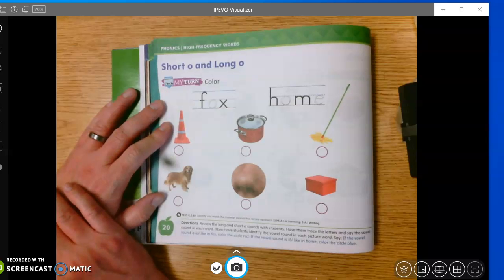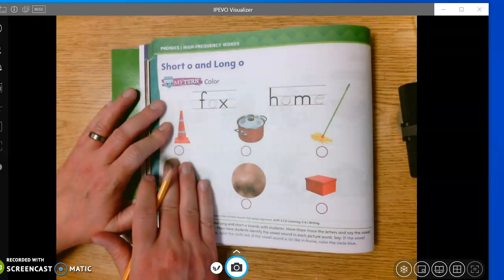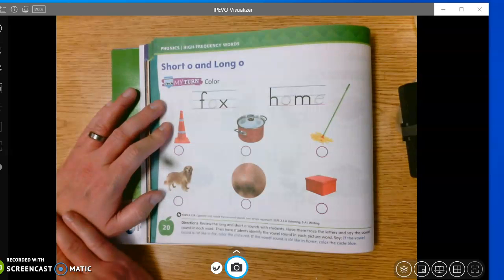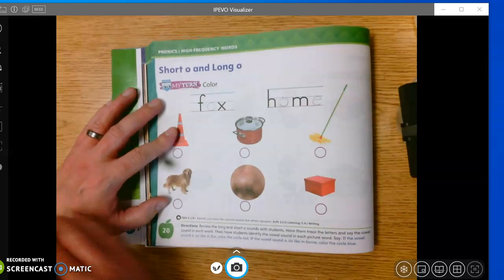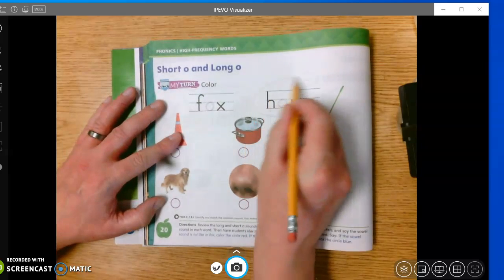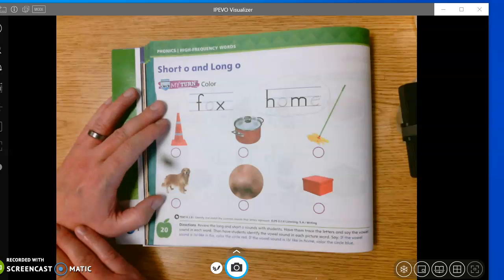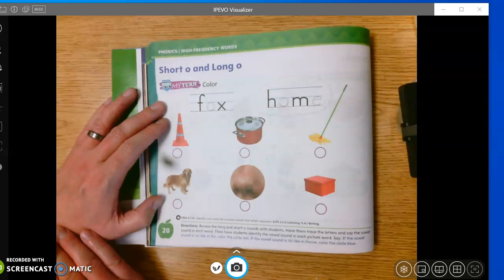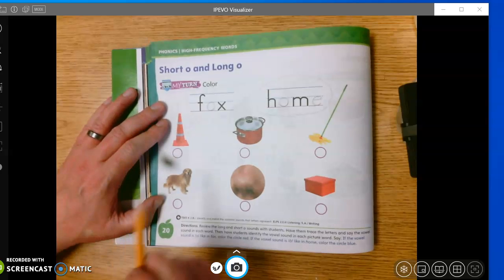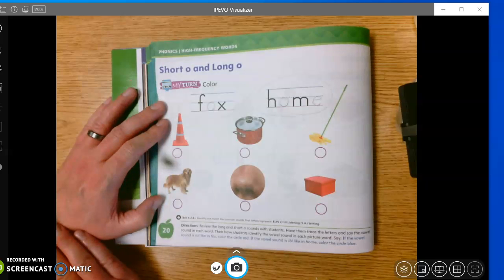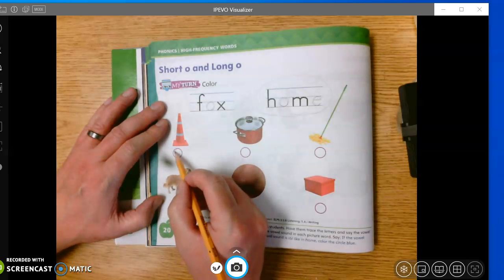So what we're going to do on this one, we're going to fill in the bubbles underneath the objects that have not the short, but the long O sound. So I'm going to go ahead and just circle this as a reminder. We're looking for the long O sound. Okay, not ah, but O. Okay, how about this cone? Does that have the long O sound, O? It sure does. We can fill that in.